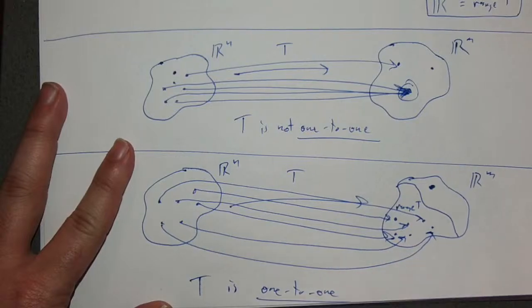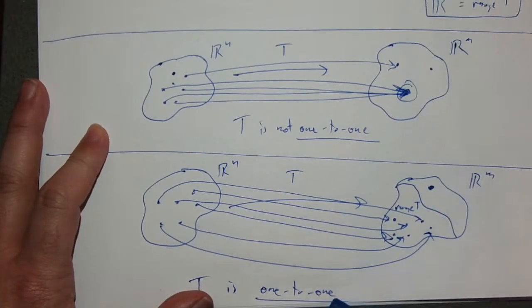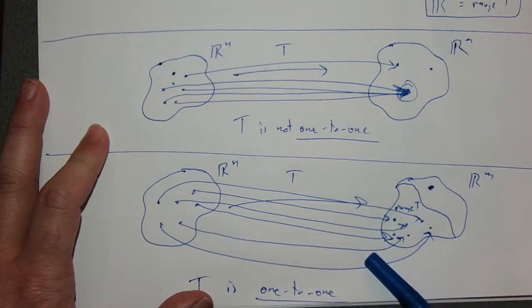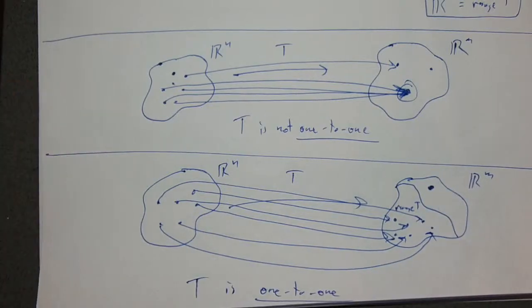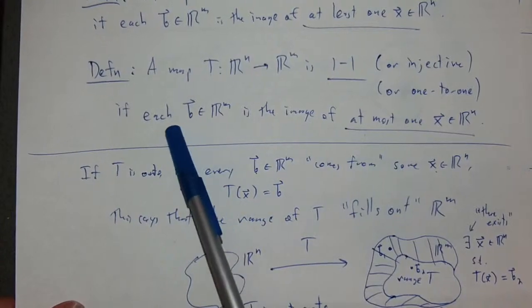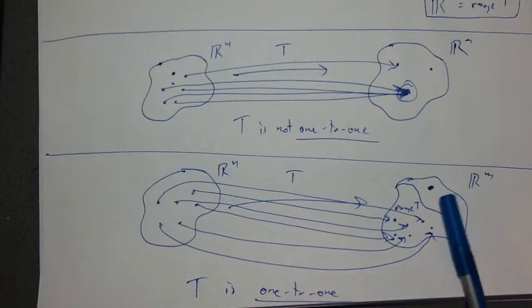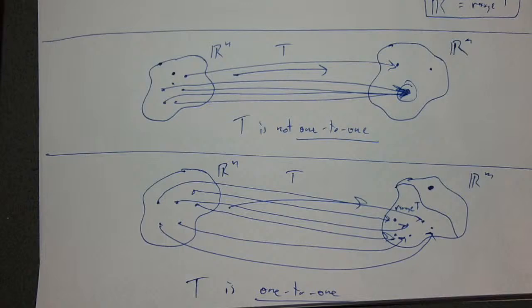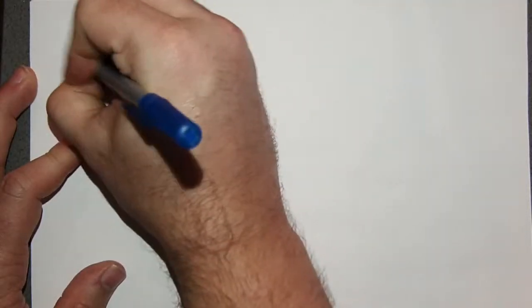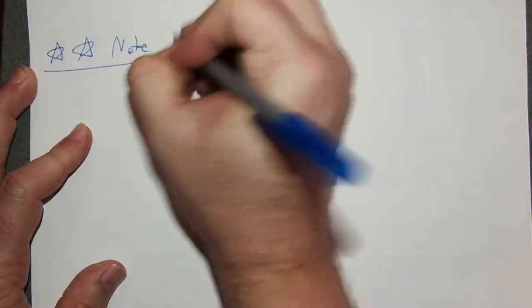Notice it doesn't matter that you have a point here that is outside the range of T. Why? Because the definition of 1 to 1 says that every B in the codomain is the image of at most 1. So it can't be more than 1, but it's perfectly fine if there's 0 points that map to it. Okay. This is the key distinction that tells you that being 1 to 1 and being onto has nothing to do with each other. Okay, so note, 1 to 1 and ontoness are not related. This is very, very important. Okay, you cannot find one from the other.